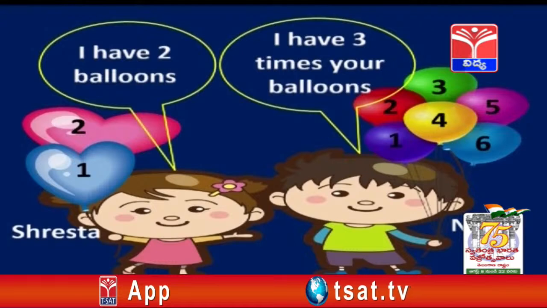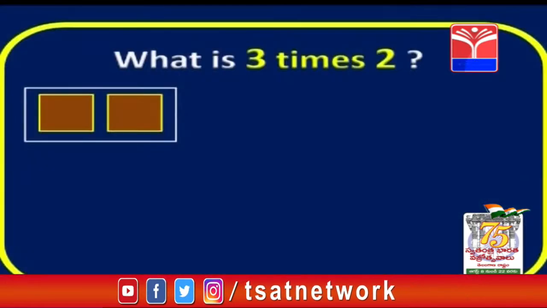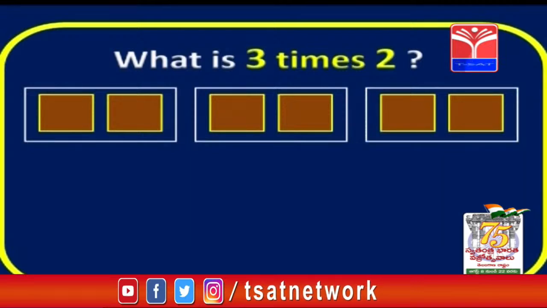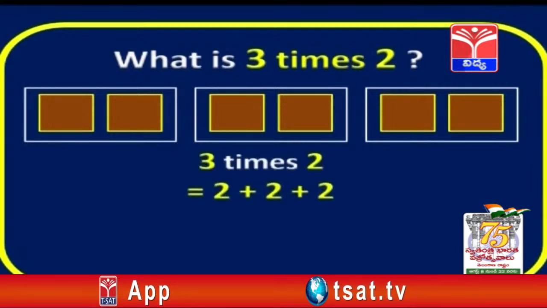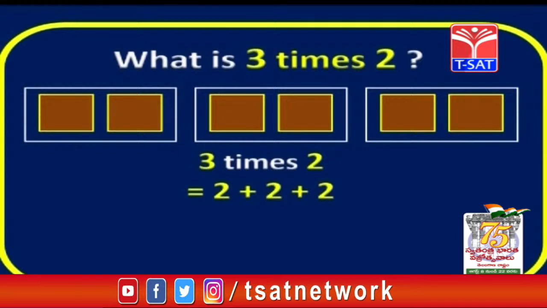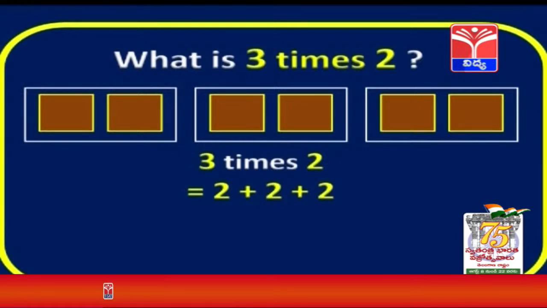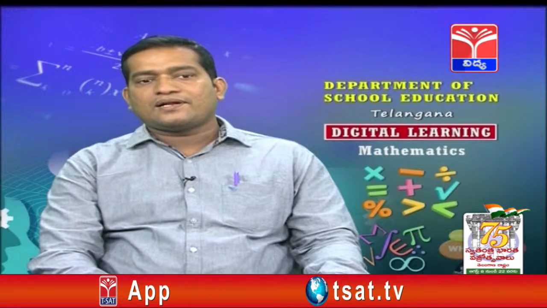Now TT got a doubt. What is 3 times? Now let us know what is 3 times her balloons. Children, here I am taking 3 groups. In each one I have 2 objects. So 3 times 2 means we have to add 2 3 times, means 2 plus 2 plus 2. If I take 4 times 2, we have to add 2 for 4 times. If I take 5 times 2, I have to add 2 for 5 times.